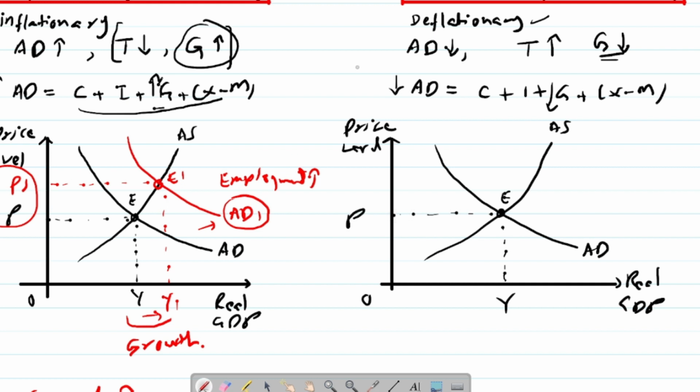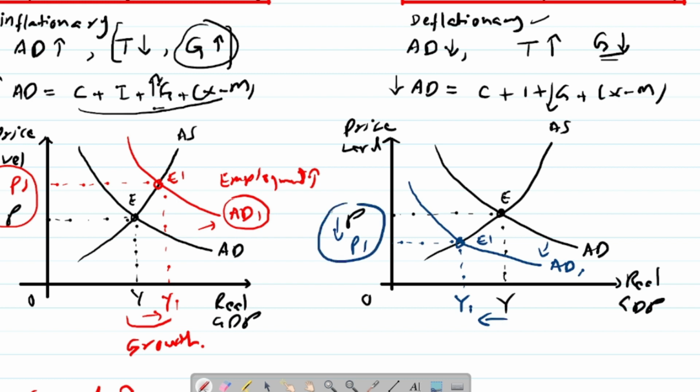Now if there is decrease in aggregate demand due to contractionary fiscal policy, then aggregate demand curve will shift to the left from AD to AD1, equilibrium will move to E1, real GDP will fall to Y1, and price level will decrease to P1. Now you can clearly see that there is fall in price level, so inflation is controlled, but on the other hand there is decrease in real GDP, so growth will fall.